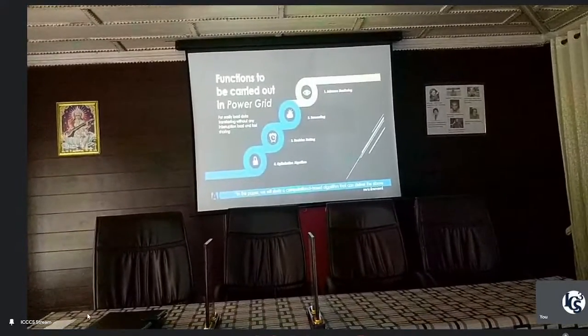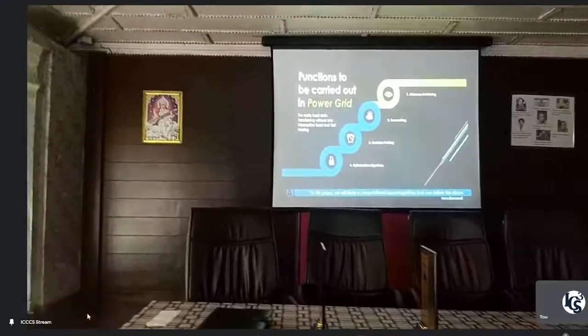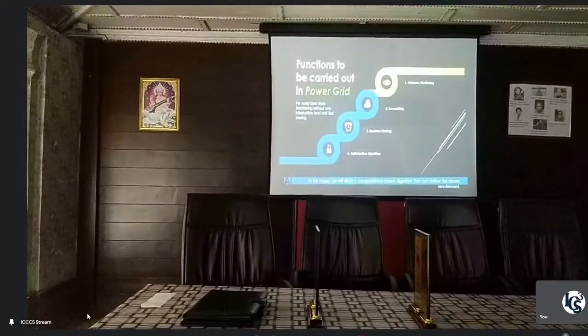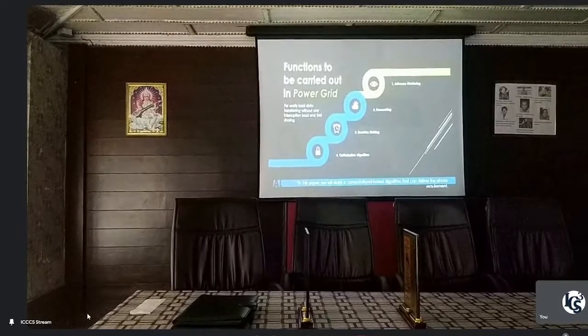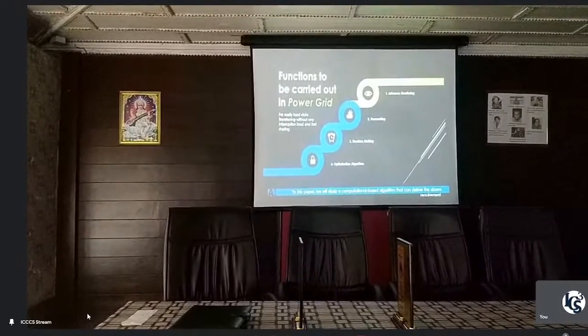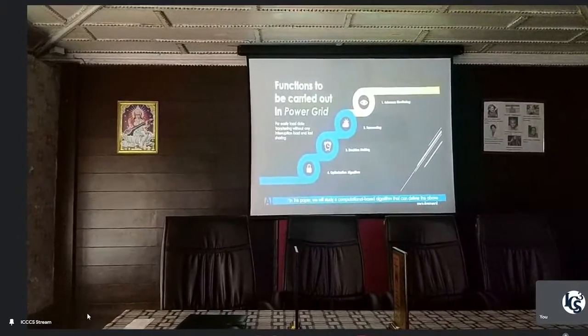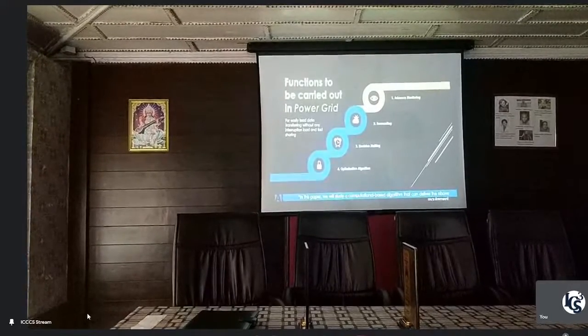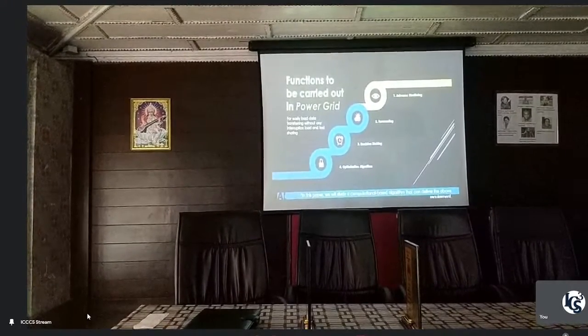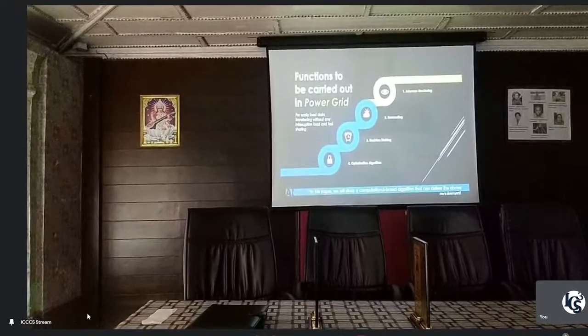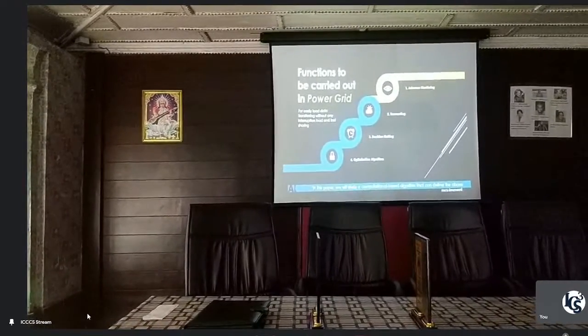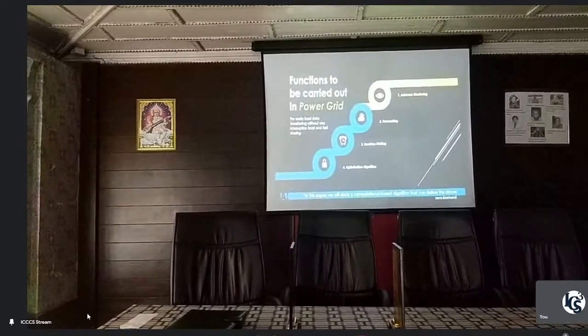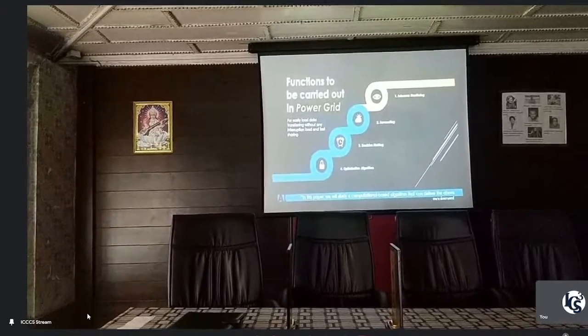Next one. The functions will be carried out in the power grid. What function with the computational intelligence? Advanced monitoring. Advanced monitoring means how much plant energy is generated. That will be shown in the power meter. That is what we are monitoring. Power factor, voltage, current, everything will be monitored in this.